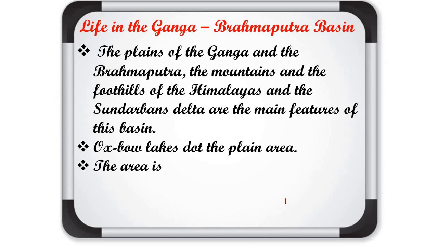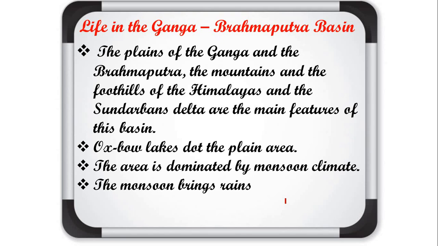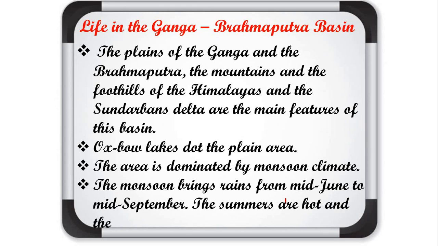The area is dominated by monsoon climate. Monsoon climate, you can say, is not very hot and harsh, nor very cold; the weather keeps changing, and it experiences summer, rainy and winter seasons. So that is monsoon type climate. The monsoon brings rains from mid-June to mid-September. The summers are hot and winters are cool. So this is the climatic condition of the Ganges and Brahmaputra river.